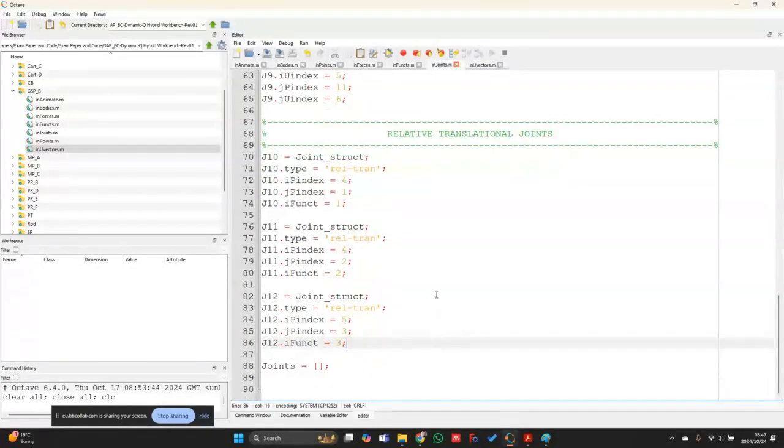Okay, so now I've defined all of the joints that I need. I have my 6 revolute joints, I have the 3 translational joints, and then I have my 3 relative translational drivers as well. So now I can just go and group everything together under the joints list that I have. So J1, J2, all the way up to J12.